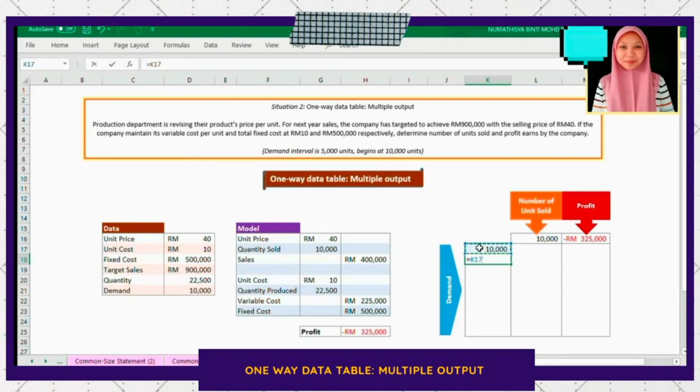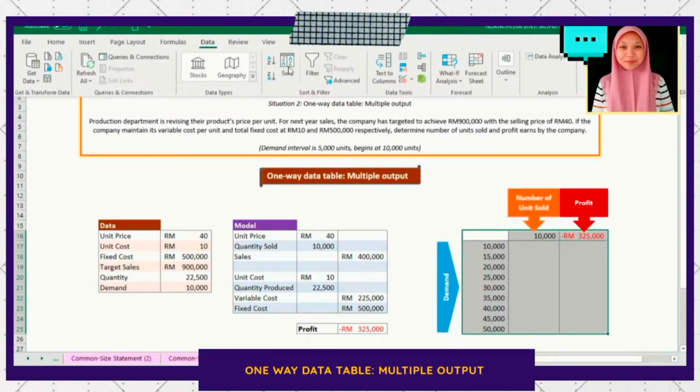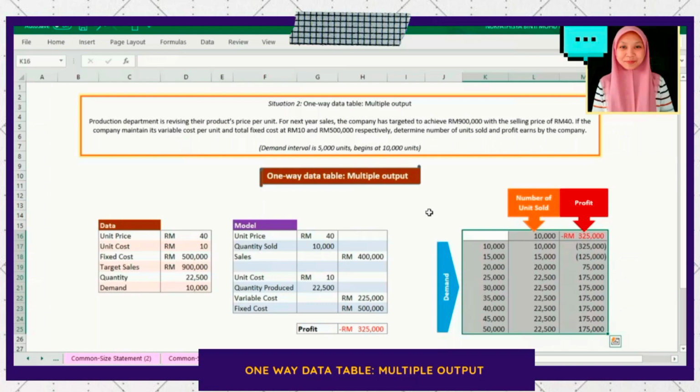Demand begins at 10,000 units with the interval of 5,000 units. Select data and open data table. In the column input cell, insert the demand of 10,000 units. As you can see, the higher the number of units sold, the higher the profit earned by the company. At some point, despite the increasing demand, the number of units sold remained constant at 22,500 units because the company is only producing 22,500 units of product.